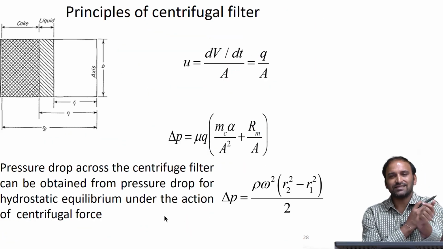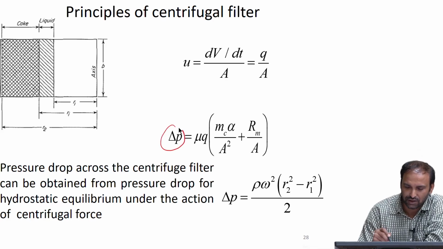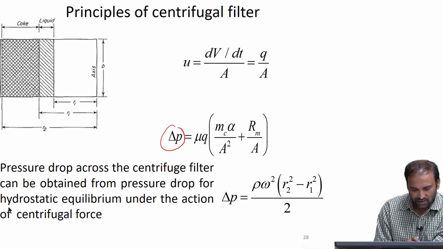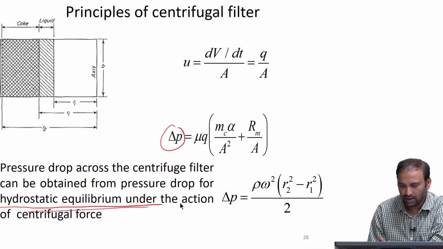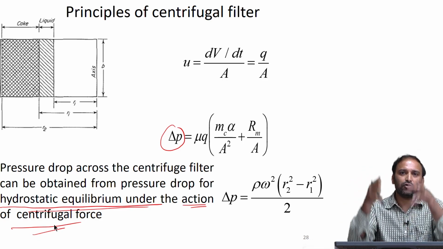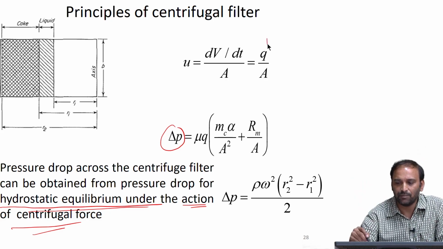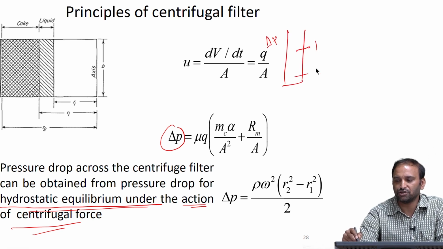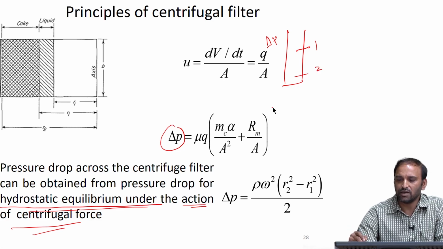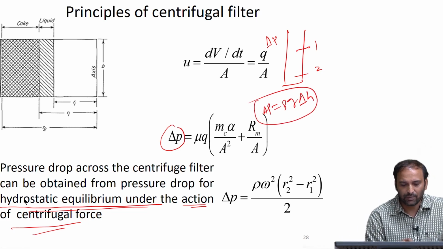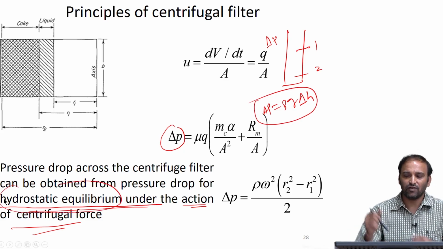And this delta P, which is the pressure difference that occurs during the course of centrifugal filtration, you can obtain by bringing in the concept of hydrostatic equilibrium under the action of centrifugal force. What it essentially means is this: if you have a liquid column, and I want to get delta P, the pressure difference across it, say between position 1 and position 2, we know that delta P is equal to rho g delta H. That is what you derive from the hydrostatic equilibrium, if you have a vertical column of liquid.